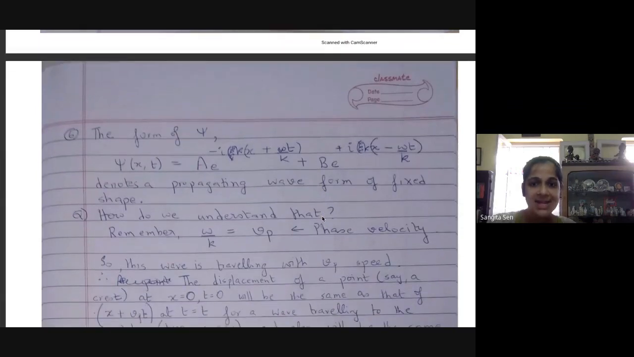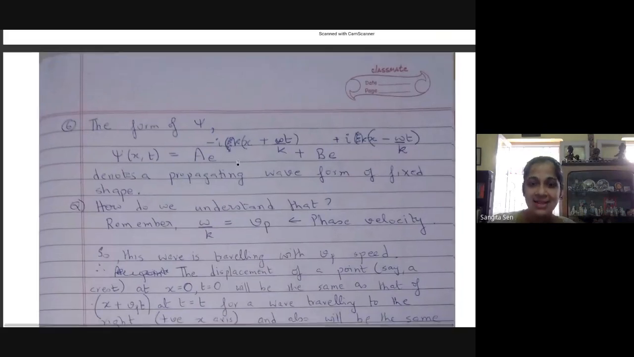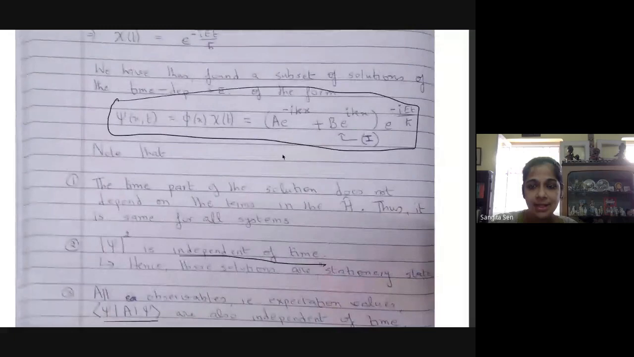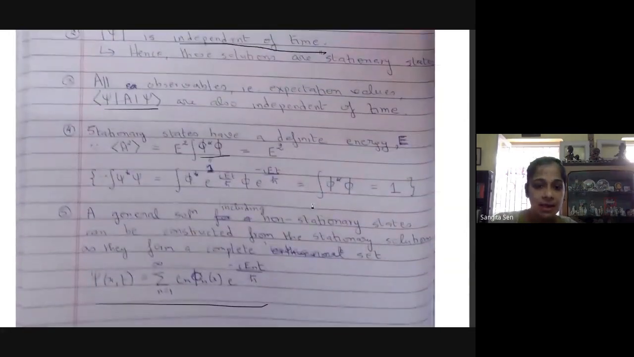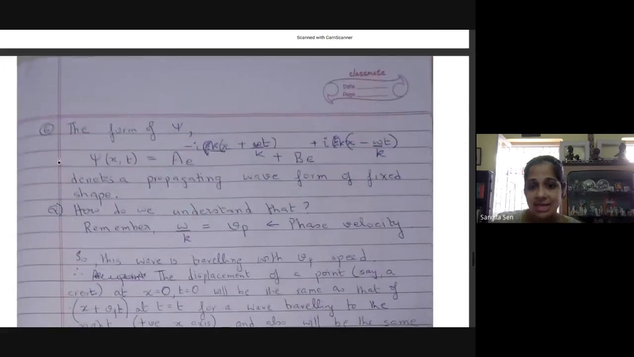Now let us look at the form of psi a little bit more. So I rewrite this a little bit more. I've taken k common over here, and I had iEt, E by h cross, and E by h cross is omega. So I have omega here, and I've taken k common, so I have omega by k here. Now this waveform also tells me that this is a propagating waveform of a fixed shape.